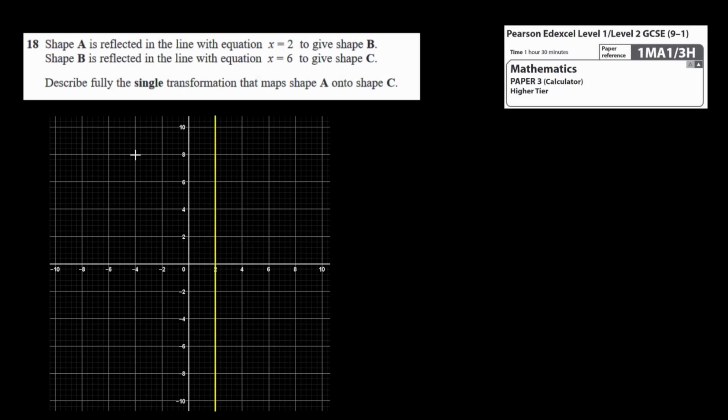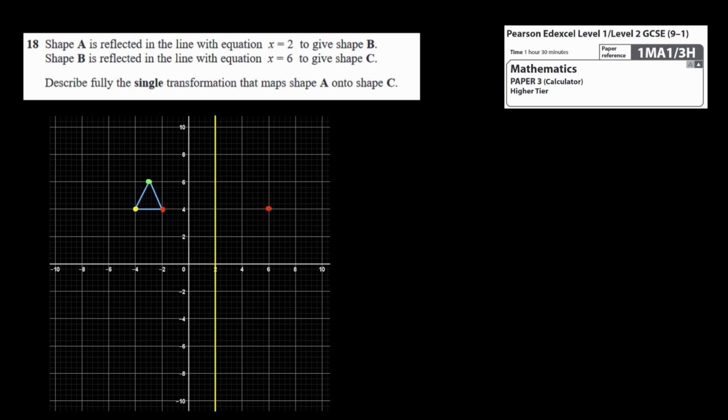So let's invent a shape. And here's our shape, and I've put on some coloured blobs just to make sure we know which point goes to where. Now, if this shape is reflected in the line x = 2, the red point is 4 coordinate points in the x direction to the left of the line. So when we reflect it, it will be 4 points to the right of the line.